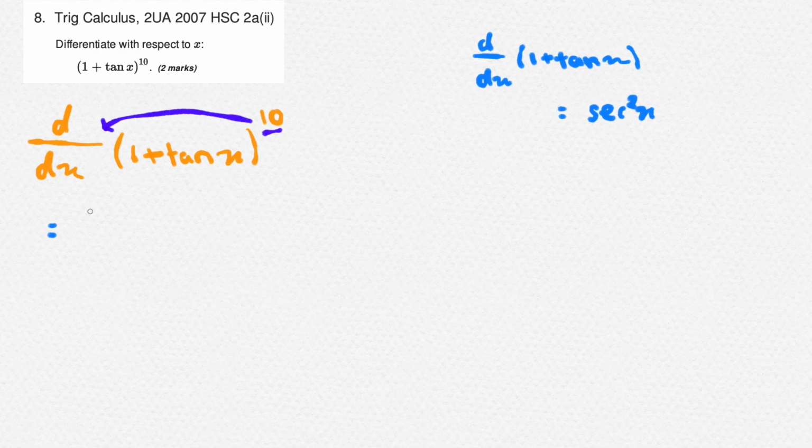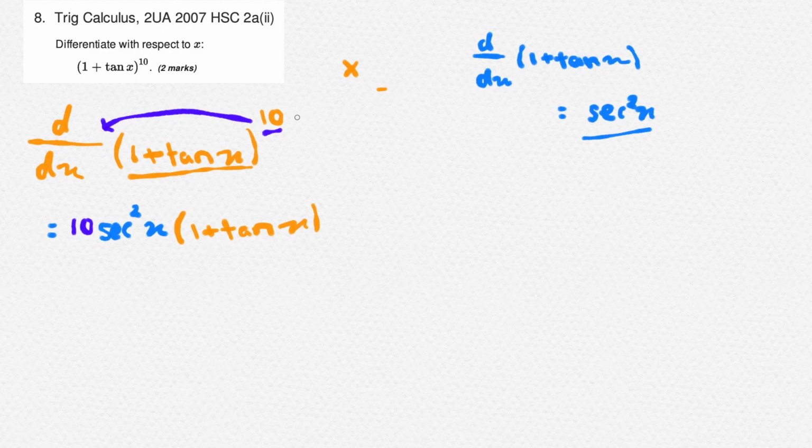So whenever deriving, we always times first. So it will be 10 times the differentiation of the value inside of the brackets, which is sec squared x, and then open bracket. Now, you always keep the inside the same. So it would be 1 plus tan x, close bracket. Now just like the previous question, we have first times the 10, now we must minus 1 from it. This should give you a value of 9.